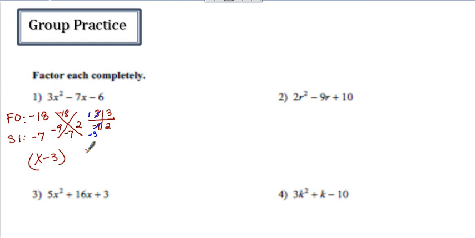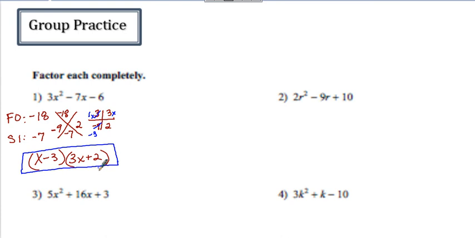My second factor is 3x plus 2. The top of whatever's left on the chart is your x coefficient in your factor, and the bottom of the chart is your constant in your factor. So your final factored solution is x minus 3 and 3x plus 2.